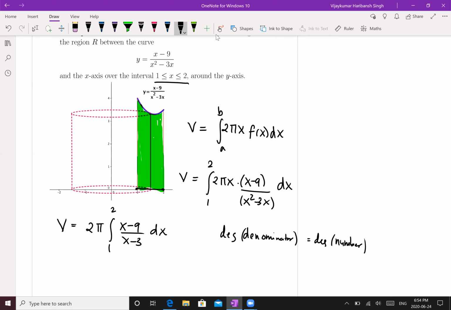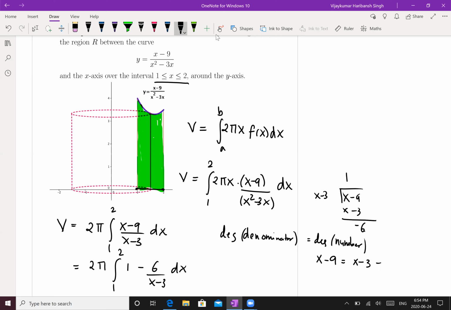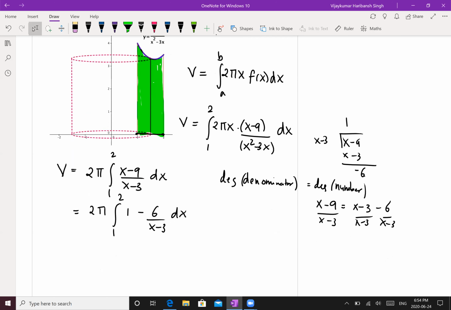So when you apply long division, you get x minus 9 divided by x minus 3 goes 1 times. We have x minus 3, left is what? Minus 6. So we can write this as 2 pi integral 1 to 2 of 1 minus 6 upon x minus 3 dx. Yeah, you did not necessarily need to do the long division. You could have written it like this as well, and worked it out, but long division makes it clearer. And it will work in all the cases.